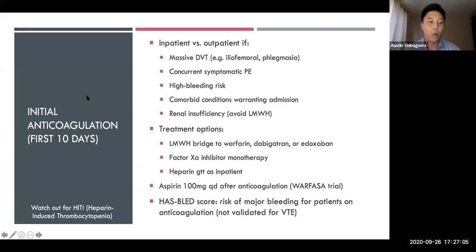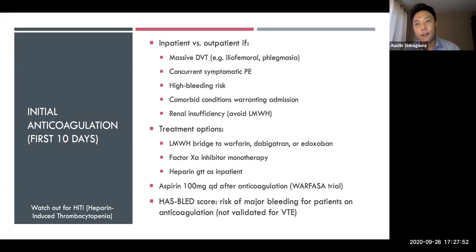In terms of initial anticoagulation, meaning the first 10 days, you want to consider whether you're going to treat these patients inpatient or outpatient. Some factors that might push you more towards inpatient management are if they have a massive DVT, a symptomatic PE, if they're at high bleeding risk, if they have comorbid conditions that are making them sick, and also if they have renal insufficiency, in which case you want to avoid Lovenox, which is typically used when you're treating them outpatient. Some treatment options are Lovenox bridge to warfarin, dabigatran, or edoxaban. Just starting off with factor 10As, you don't need a Lovenox bridge. And then you can also use a heparin drip if they are inpatient.